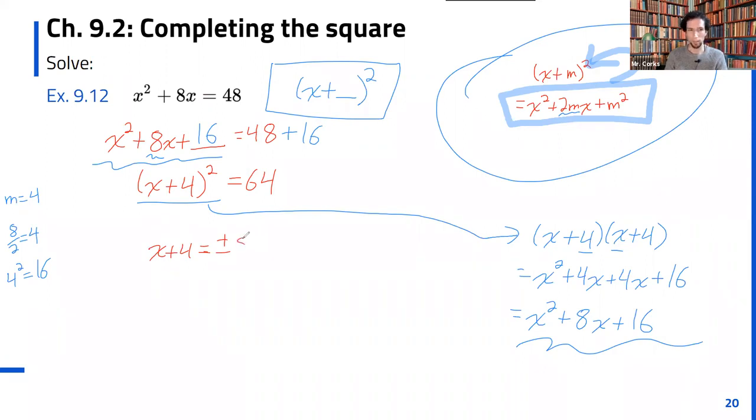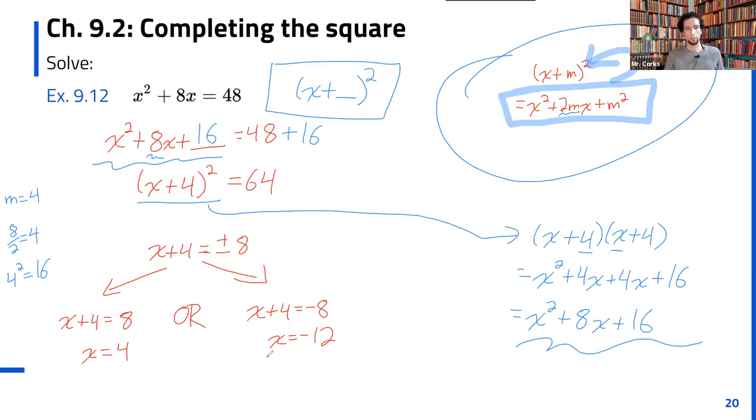8. Okay, and then if we have this, a little more work now to solve it. So x plus 4 is equal to positive 8. Therefore, x is equal to 8 minus 4, which is 4, or x plus 4 is equal to negative 8, and move this over. X is equal to negative 12. So now we have solved it.